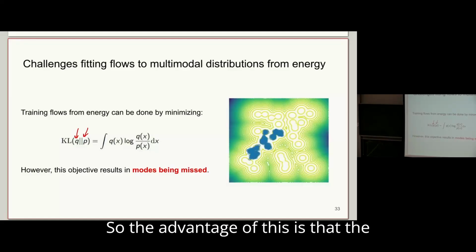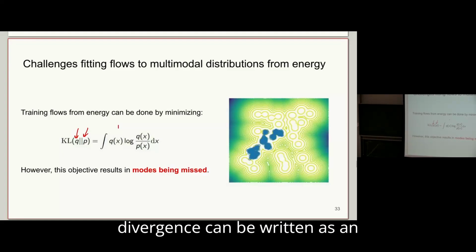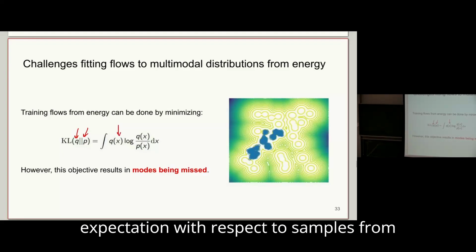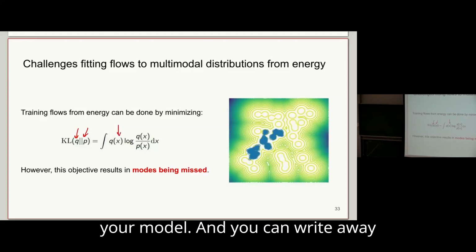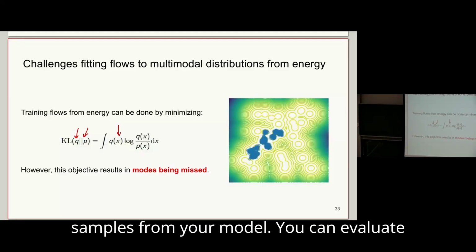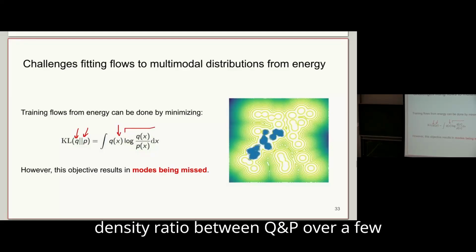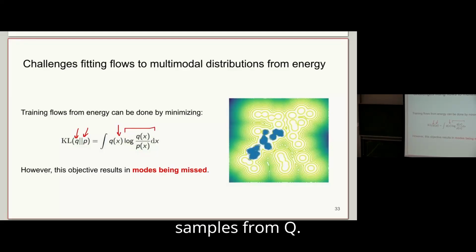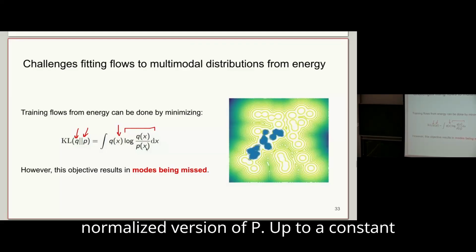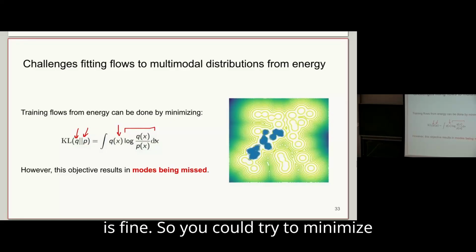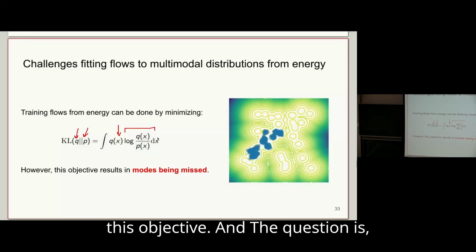So the advantage of this is that the divergence can be written as an expectation with respect to samples from your model. And you can write away samples from your model. You can evaluate this objective, taking this log density ratio between Q and P over a few samples from Q. P, you don't need the normalized version of P. Up to a constant is fine. So you could try to minimize this objective.